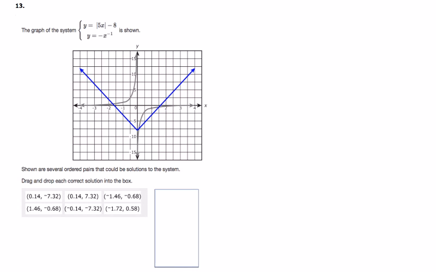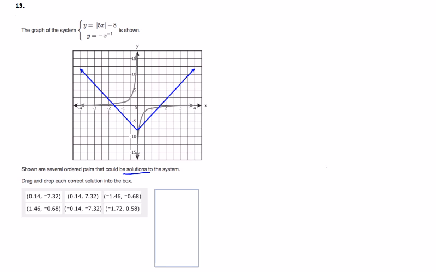All right, here's number 13 from the 2016 released items. And just like the last one, we're trying to find the intersections. It gives you the graph of the system. So a system of two equations just means there's two equations. And it says shown are several ordered pairs that could be solutions.